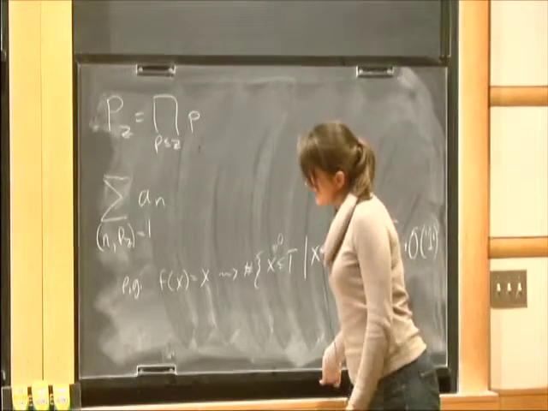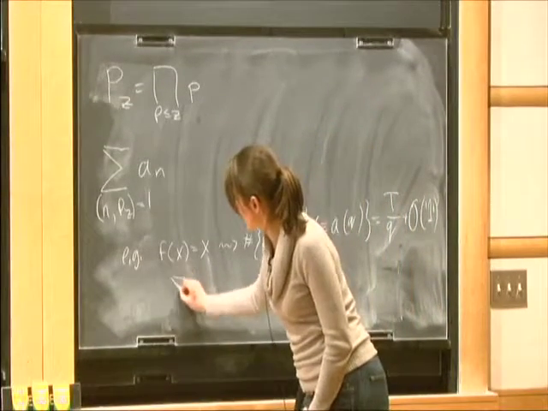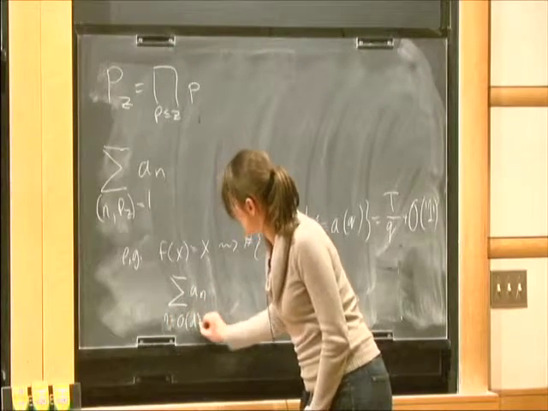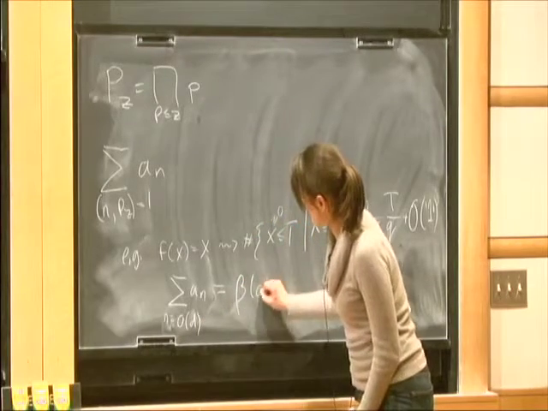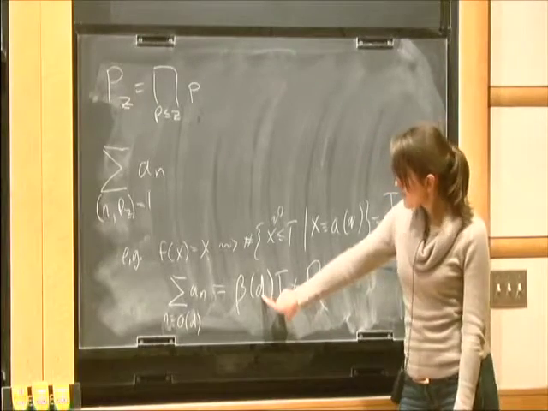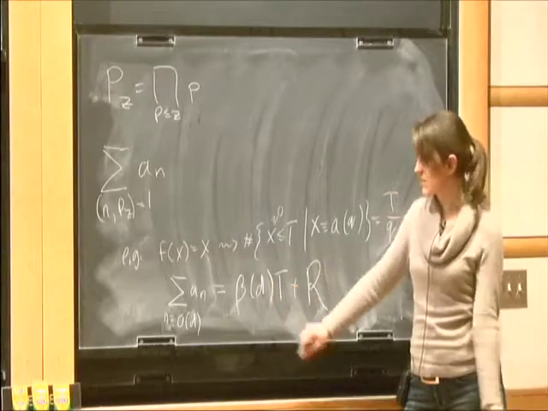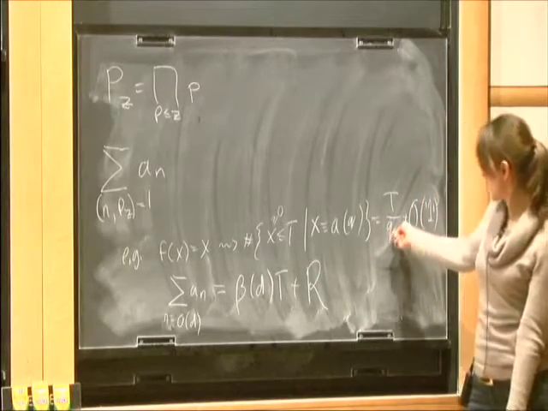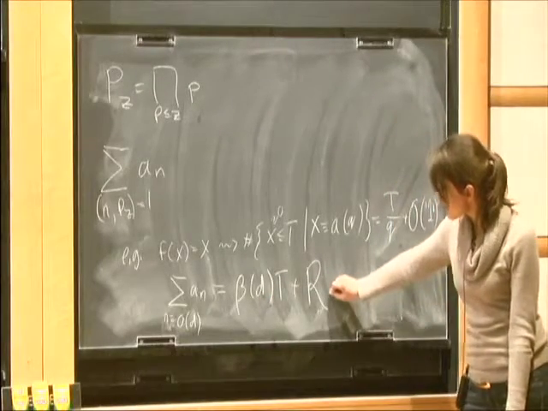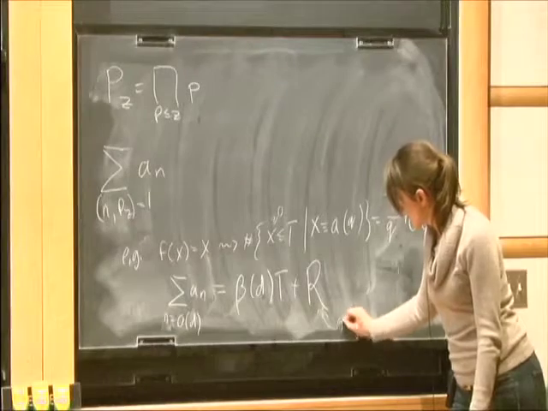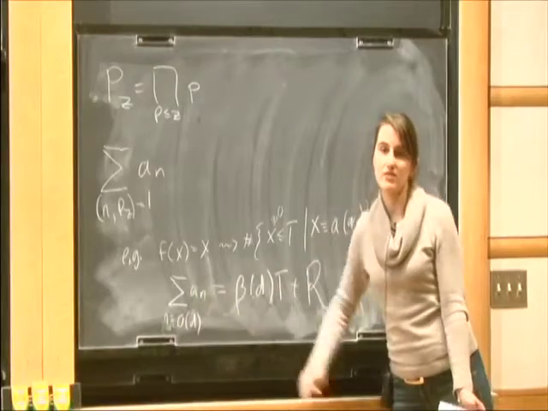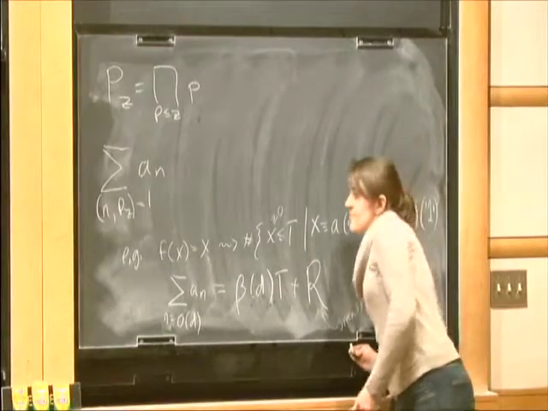And essentially, more generally what we want is to be able to say that the sum of a_n over n congruent to 0 mod d is equal to beta(d) times T plus some remainder term. This beta(d) is just some ratio between 0 and 1. So here, for example, beta(q) is like 1 over q. It has to be multiplicative. And this remainder term should be small compared to the main term. So in other words, we want to make sure that this is a good approximation to this sum. Okay.